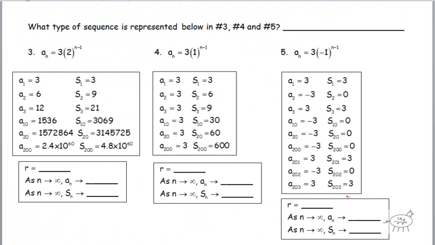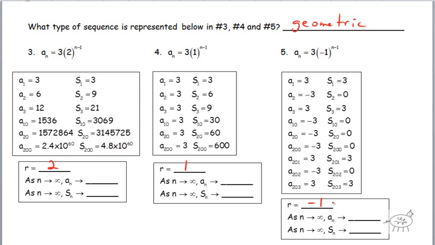Let's take a look at the next group. What type of sequences is represented below in number 3, 4, and 5? You should recognize this is a sub n equals a sub 1 r to the n minus 1, so this is definitely geometric. Now let's analyze a little bit. For the first one, do you agree r is equal to 2? Looking at a sub n equals a sub 1 r to the n minus 1, r is 2. For number 4, r is 1, and for number 5, r is negative 1.